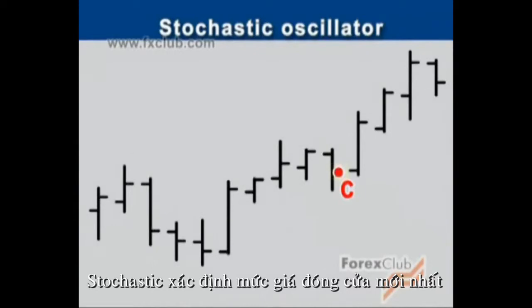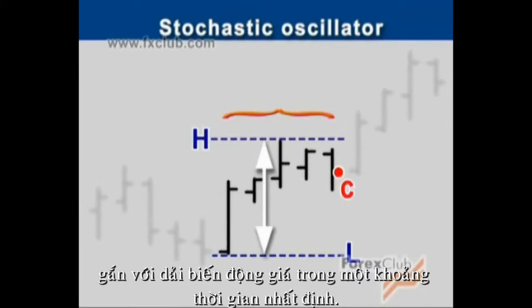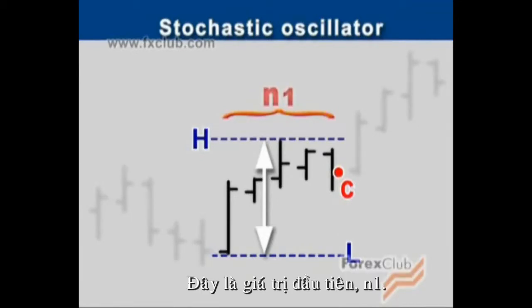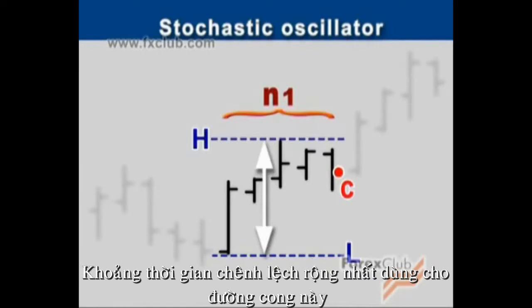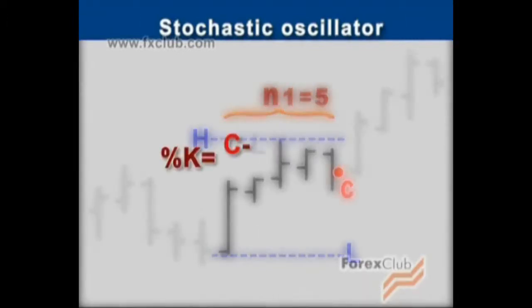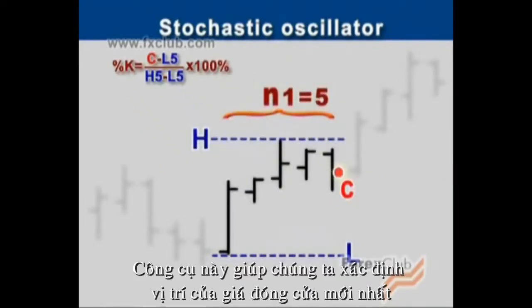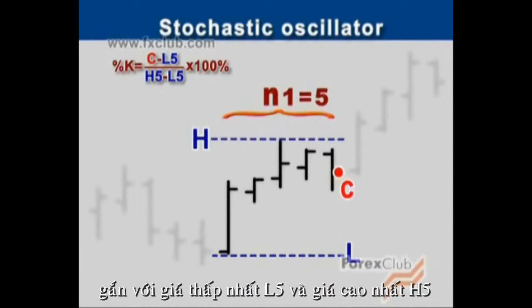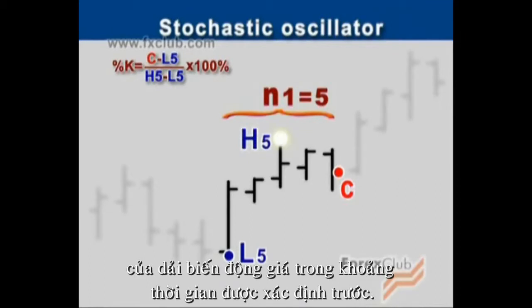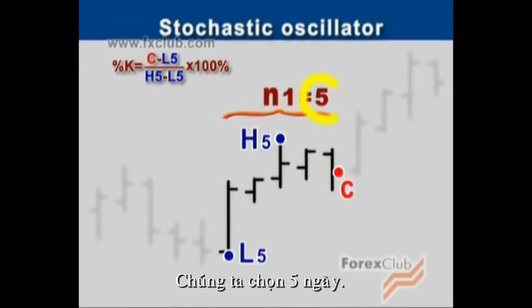Stochastic determines the level of the latest closing price relative to a price range for a certain period of time. This is the indicator's first value, N1. The most widespread period used for this curve is 5 days, or hours or weeks. The formula of this curve is strikingly simple. Here it is. It helps determine the position of the last closing price in relation to the lowest price L5 and the highest price H5 of the range for a selected period of time. We've chosen 5 days.